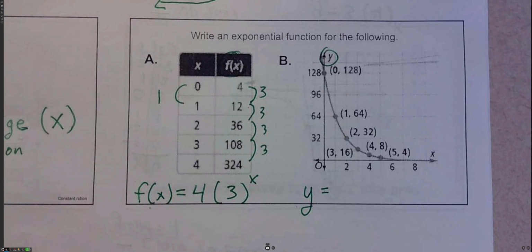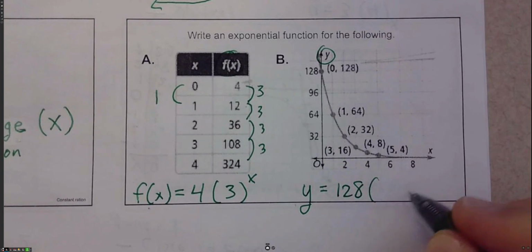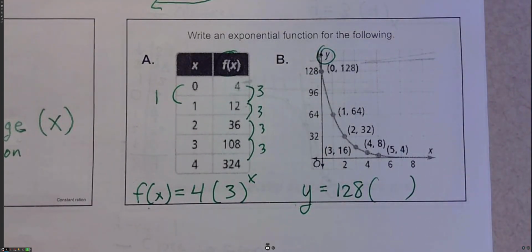We need to know 2 numbers. We need to know the start, the y-intercept, and we need to know what we are multiplying by to get the next value. So let's go one piece at a time. Where are we starting on this one? 128. And what are we multiplying each time to get the next number?